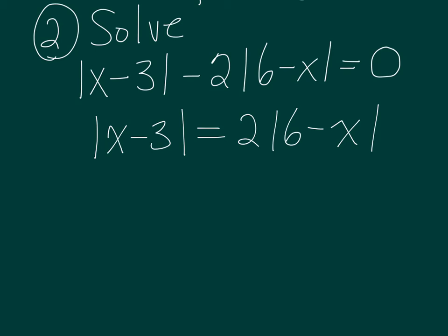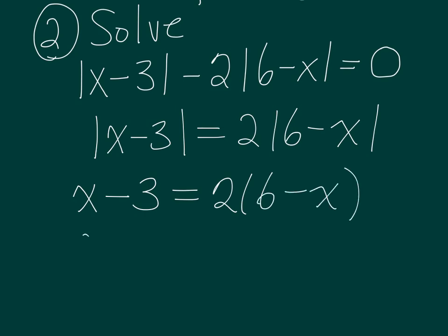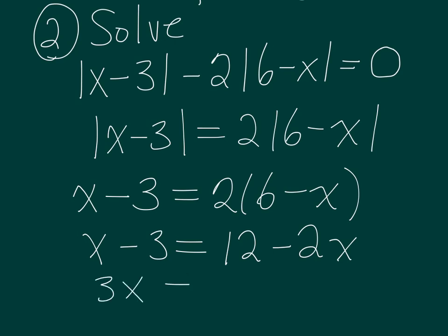So let's go ahead and do the first case where they're both positive. So absolute value of x minus 3 is x minus 3, and the absolute value of 6 minus x is 6 minus x. Continuing, we get x minus 3 is equal to 12 minus 2x. Adding 2x to both sides gives us 3x, and adding 3 to both sides gives us 15, or x equals 5. And that takes care of the first case.